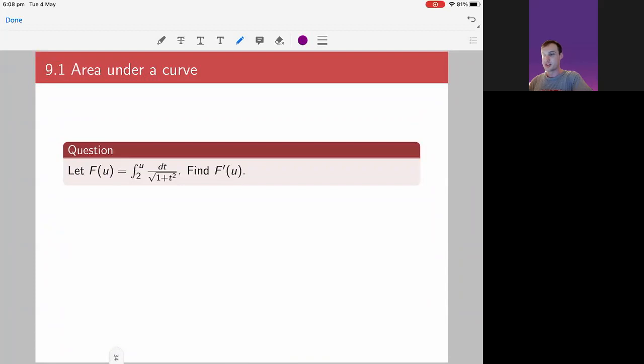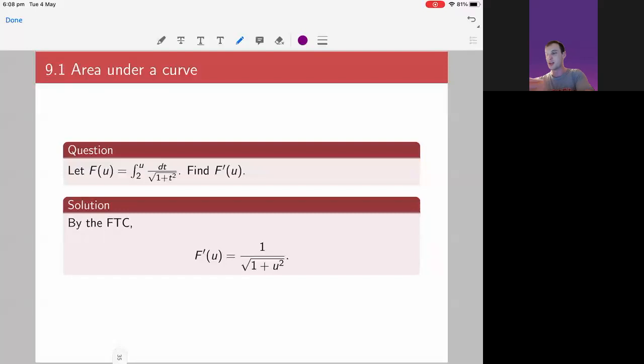Let's define the function capital F of u to be equal to the integral from 2 up to u of 1 on the square root of 1 plus t squared dt. This one, I don't think we should sweat about too much. I think this is a particularly easy question. It's just a straight out application of the fundamental theorem of calculus. The fundamental theorem of calculus tells us that if we want to differentiate this, all we need to do is take this and replace all of the t's with u's. So we get the derivative of this function is 1 divided by the square root of 1 plus u squared.